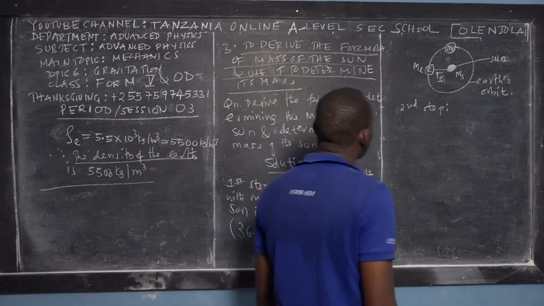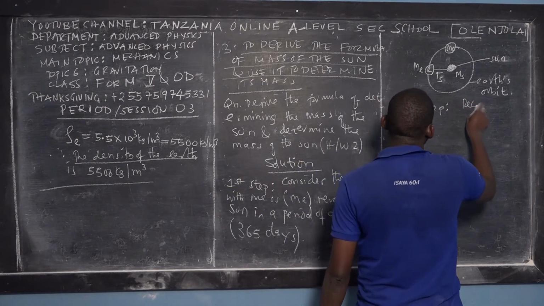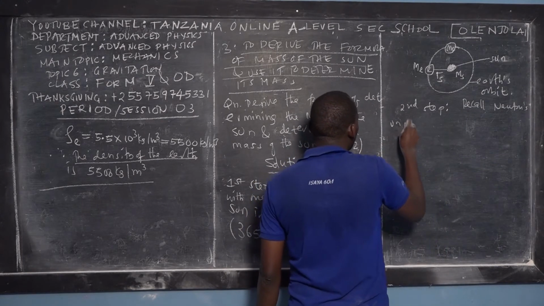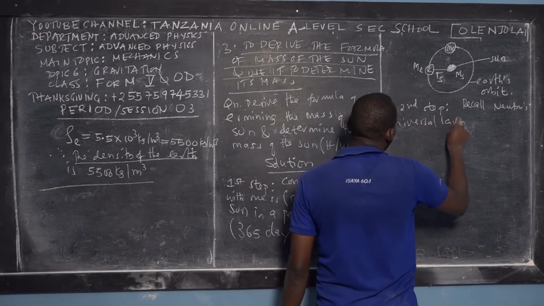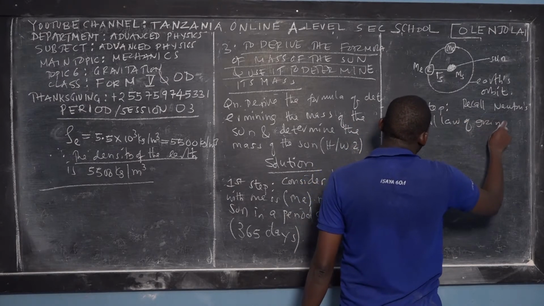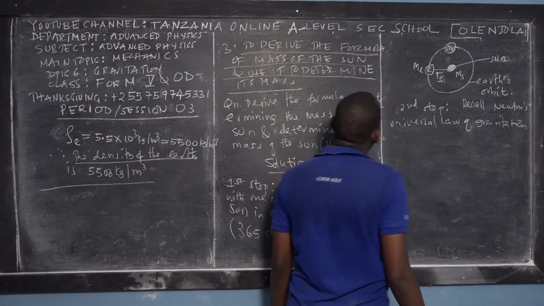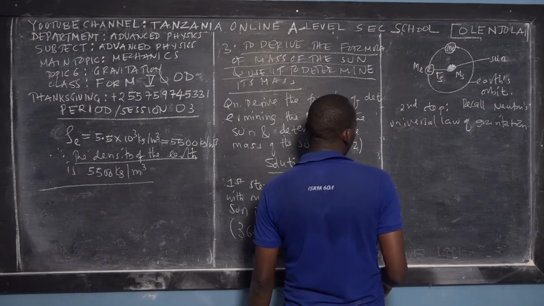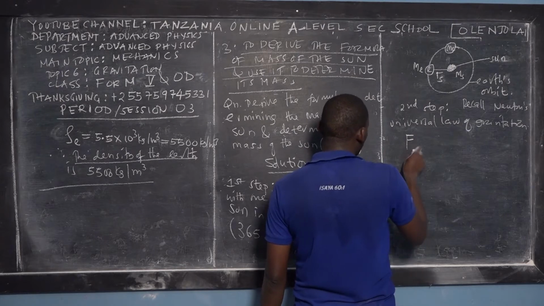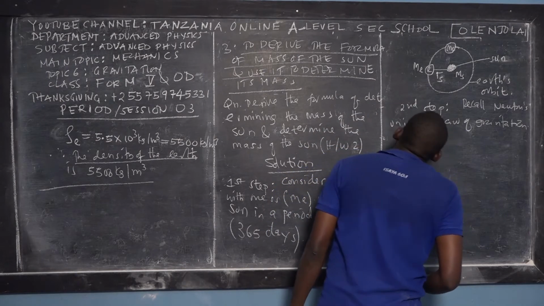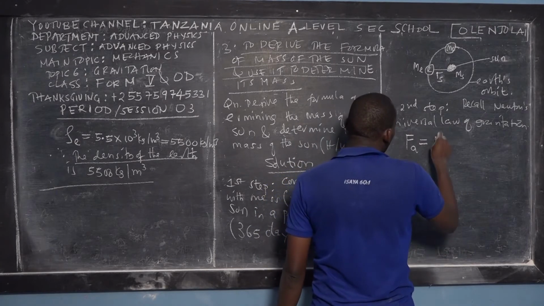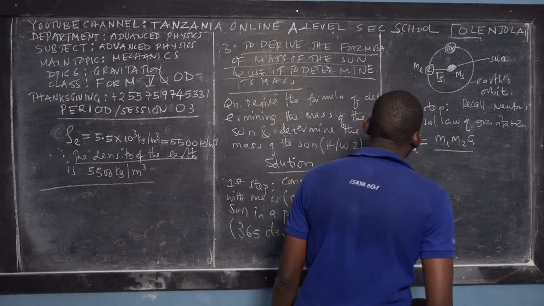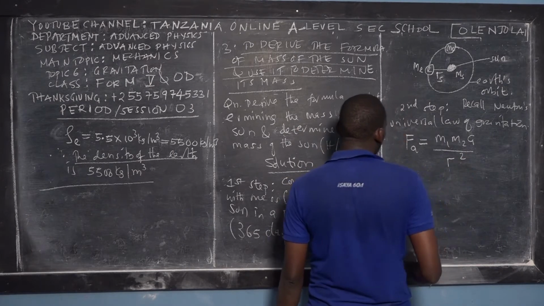Second step, after the first step. Recall Newton's universal law of gravitation. It states that the force of attraction is equal to what? Mass 1, mass 2, G, the gravitational constant, over the mean distance between the centers squared.